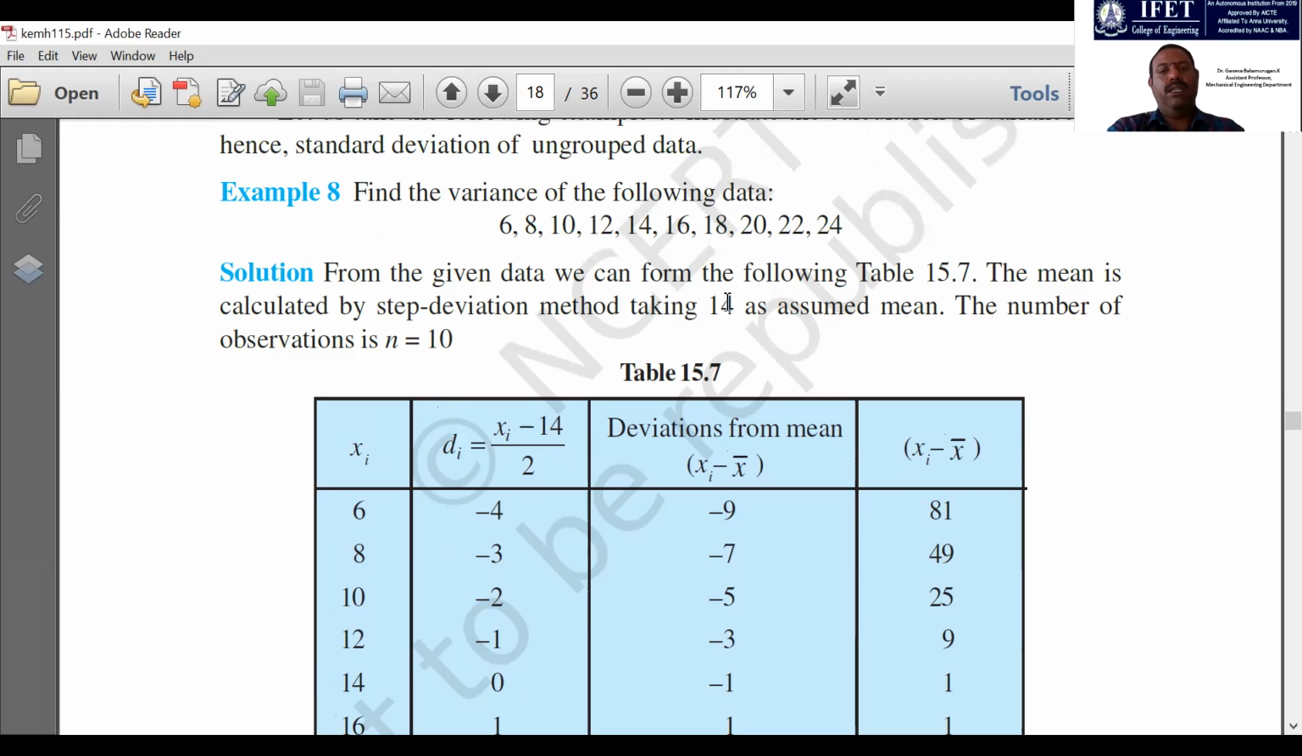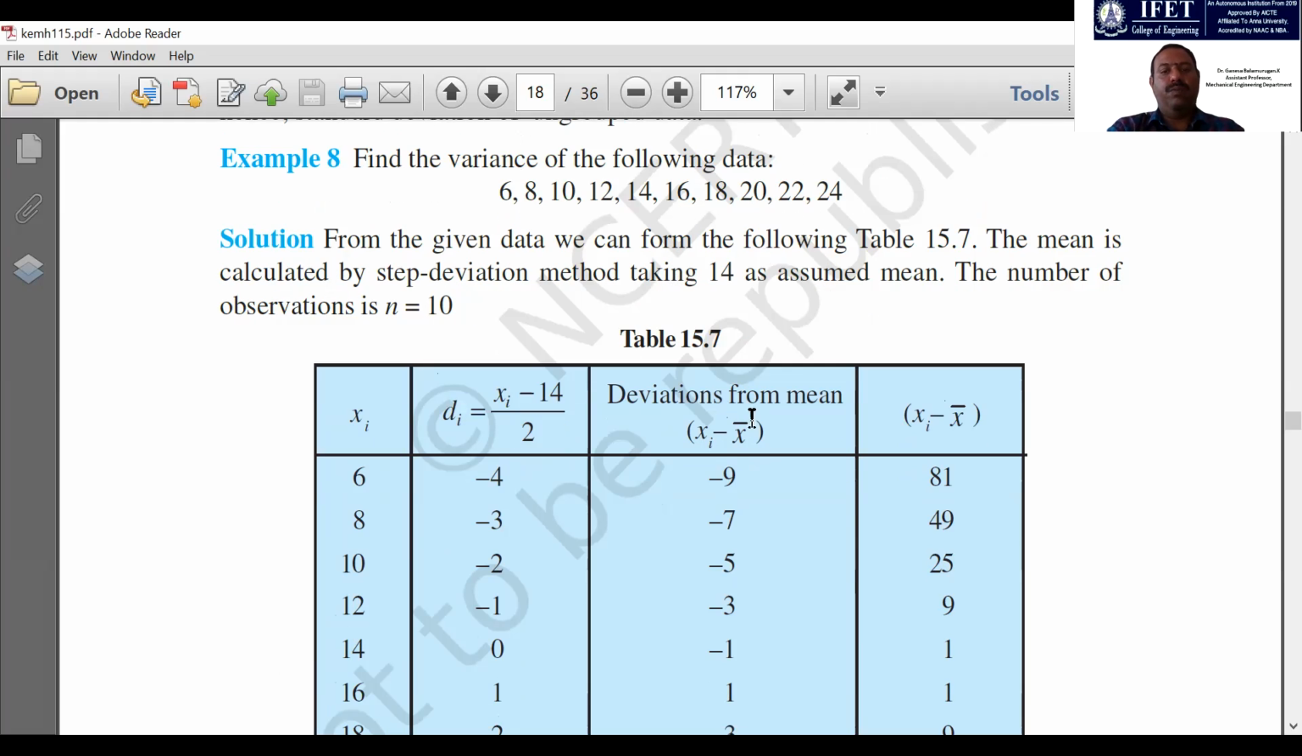So this is the xi, and you have to find out the deviation. We already found the mean value, so we have to subtract it: xi minus 14. Deviation means how much it is deviated from the mean value. This is very important. Deviation from the mean is very important: xi minus x bar, where x bar is 14. So 6 minus 14, like this you have to find out, right?